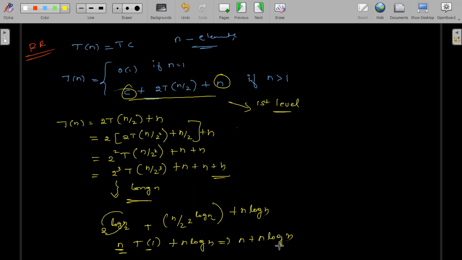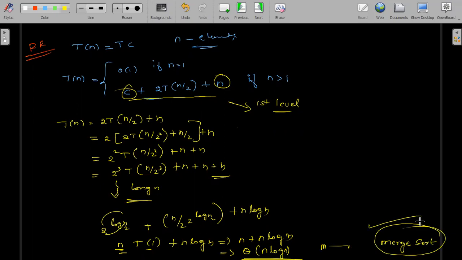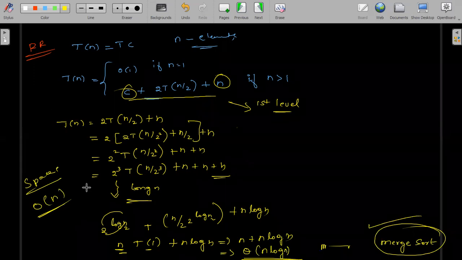Now take this as per the recurrence relation. What will you do? Theta of n log n. This is the time complexity for merge sort. Merge sort, not the merge algorithm. This is the time complexity for merge sort. That's it. Again, if you want the space complexity, the space complexity is big O of n, because it returns the same array. That is the reason why n.